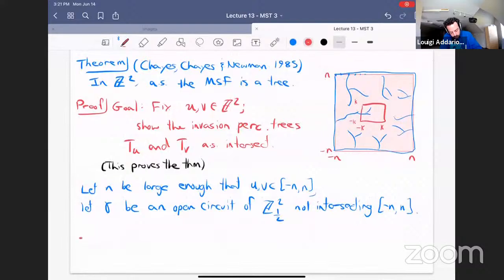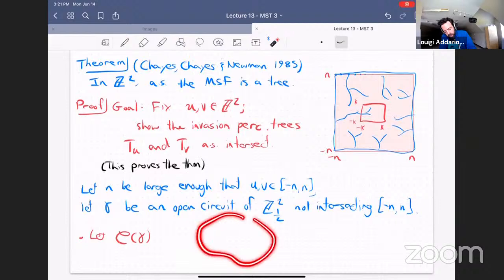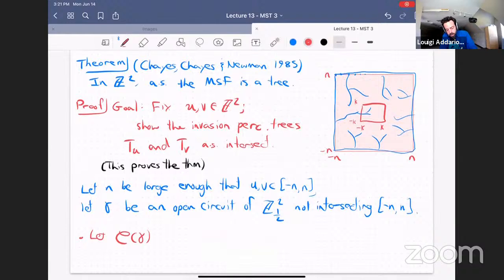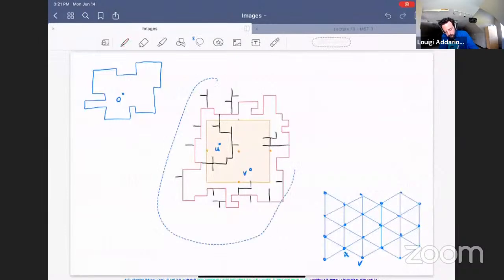I'll draw a picture in just a second, but let me give myself one more definition. Let C_gamma, so these edges are all open, right? This is some circuit of open edges, but there might be other open edges connected to that circuit, going here and there and everywhere. And those form a connected component of this percolated lattice. So I'll call that C_gamma. That's the connected component of Z^2 containing gamma. And so now let me grab my picture of that.